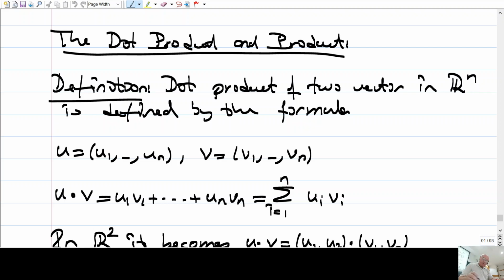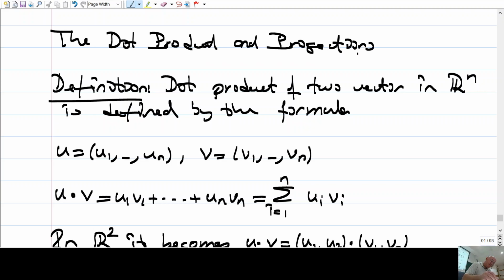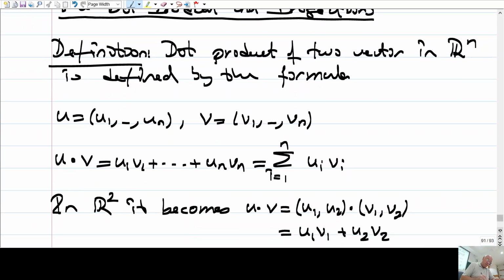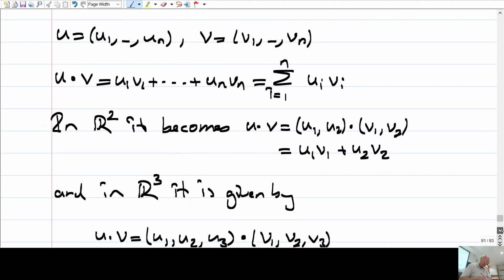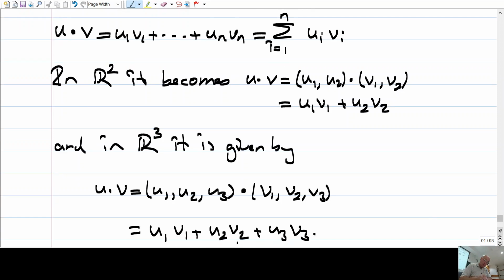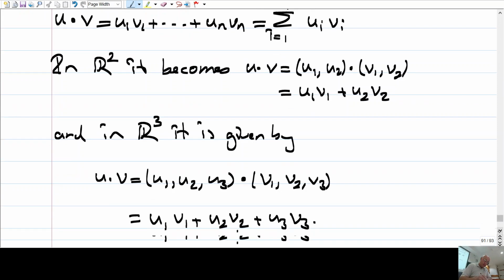All right, so last time we defined dot product and projections. The dot product of two vectors in Rn is defined by this formula. You just multiply coordinates term-wise and then add them up. So in R2 and in R3, they are given like this.